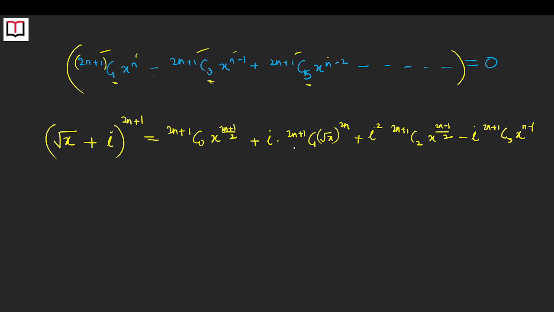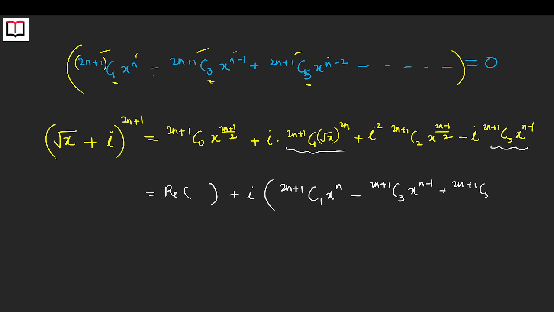is actually nothing but the collection of imaginary terms, the imaginary part of this expansion. So you can write it as some real part plus iota times. Now check out your series: x raised to the power n minus 2n plus 1 c3 x raised to the power n minus 1. Next one will be 2n plus 1 c5 x raised to the power n minus 2, and so on. That's what we need. Now it's very simple. We have to just get this imaginary part.